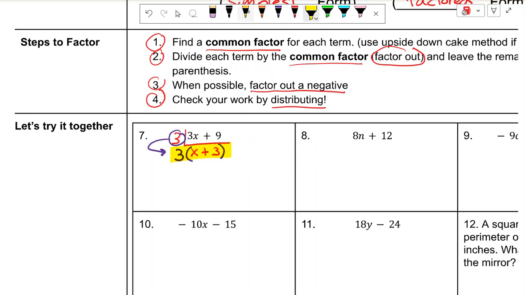And we can check it, like the directions said, by using the distributive property. 3 times x is 3x, and 3 times 3 is 9, and bring down the plus sign. And you can see this is in simplified form. But we were factoring, so this would be your official answer in a Google form if they're asking you to factor it. Let's try number 8.